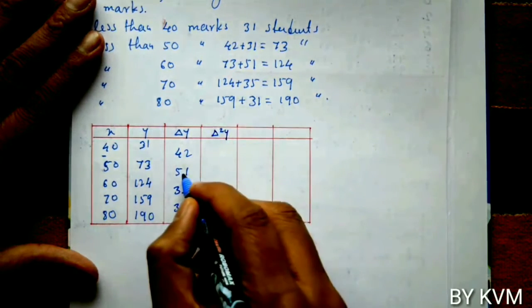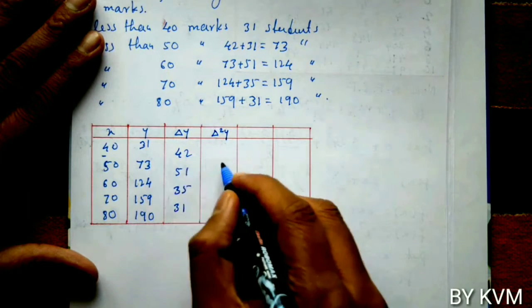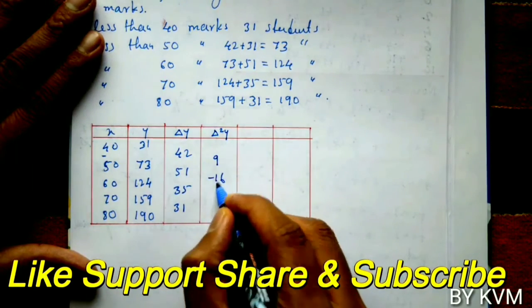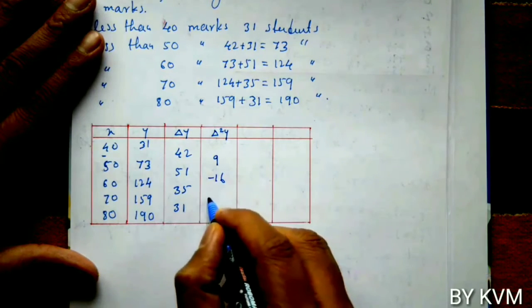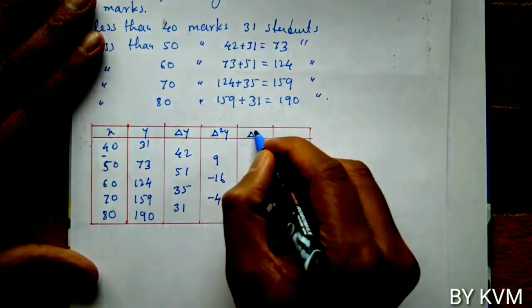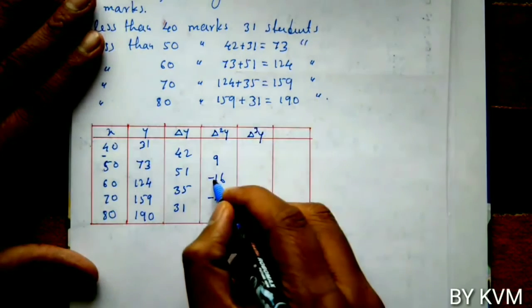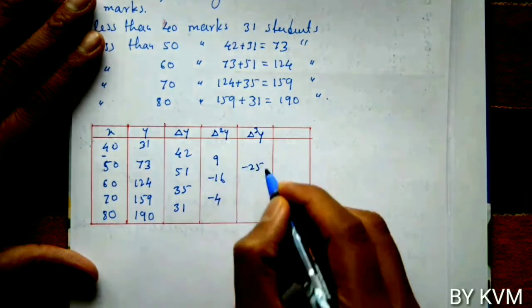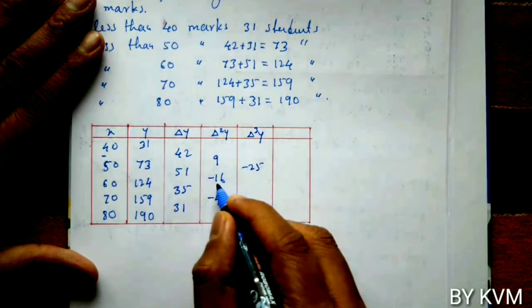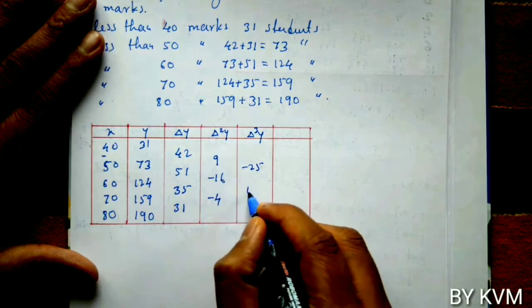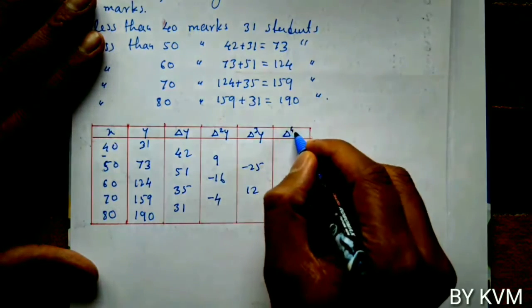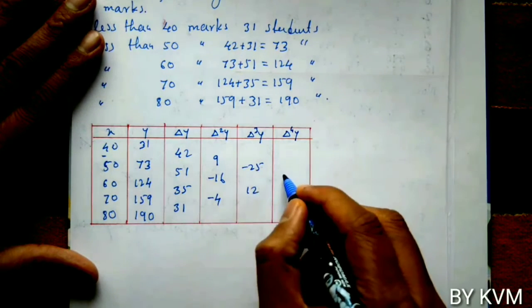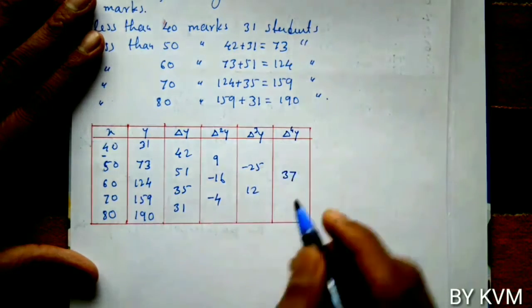Then second forward differences, denoted by delta square y: 51 minus 42, 9; 35 minus 51, minus 16; 31 minus 35, minus 4. Then third forward differences, delta cube y: minus 16 minus 9, minus 25; minus 4 minus of minus 16, that is minus 4 plus 16 is 12. Then fourth differences: 12 minus of minus 25, that is 12 plus 25 is 37.